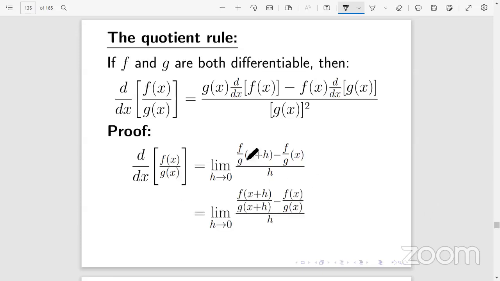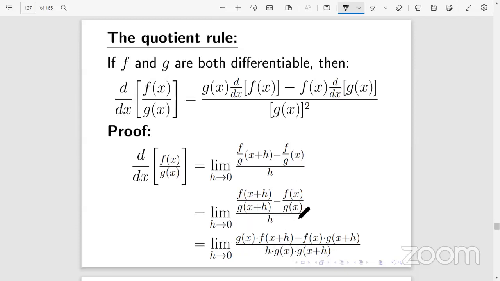So basically, f over g at x plus h is f of x plus h all over g of x plus h. And f over g of x is f of x over g of x. This is the definition. So we want to simplify that. What we're trying to do here is combine, because we have two fractions here. We want to combine these fractions so that we have only one fraction. So basically, combining the fractions, this is what we have.